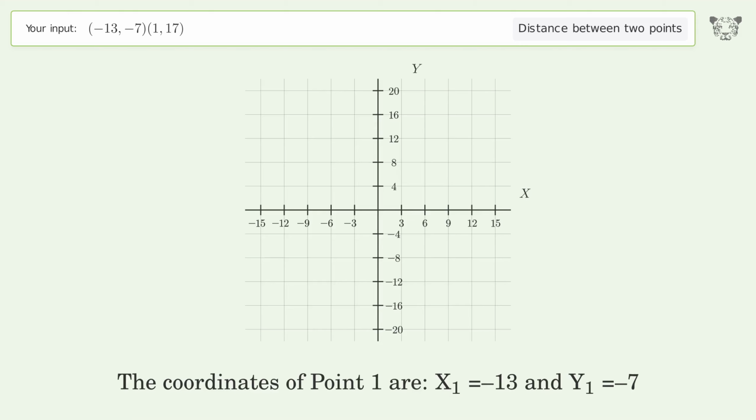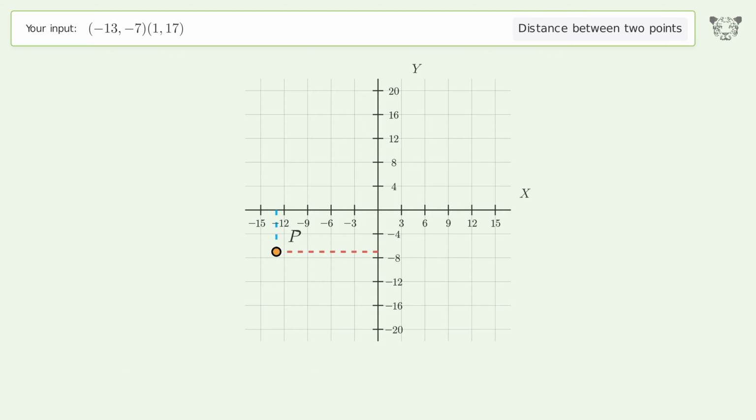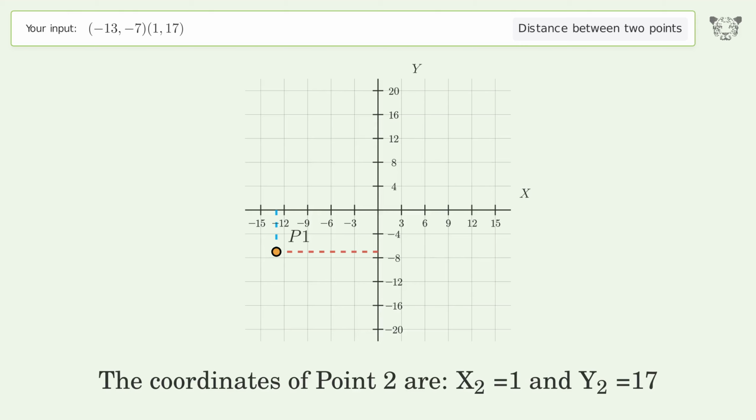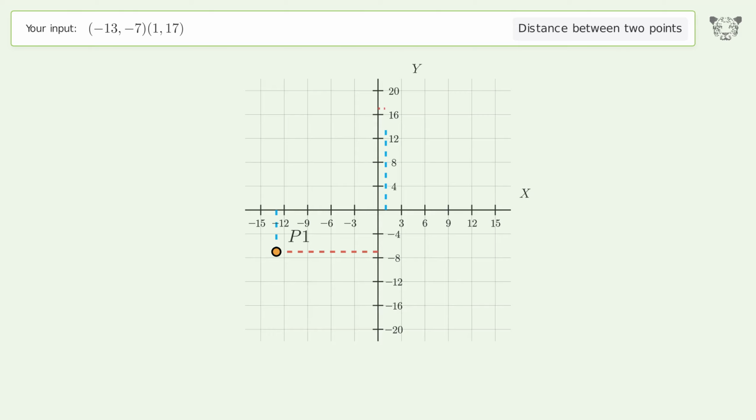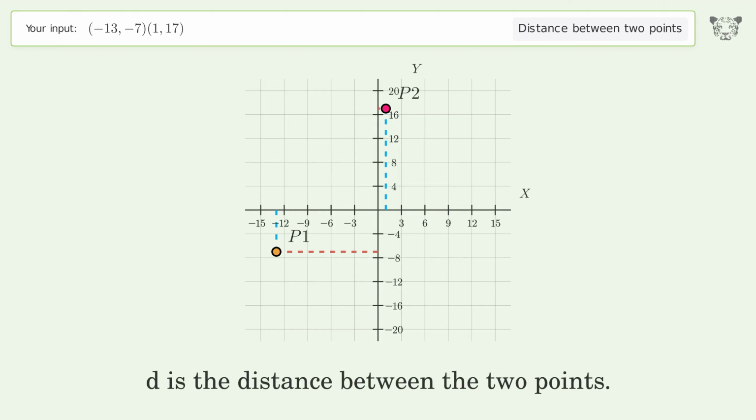The coordinates of point 1 are x1 equals -13 and y1 equals -7. The coordinates of point 2 are x2 equals 1 and y2 equals 17. D is the distance between the 2 points.